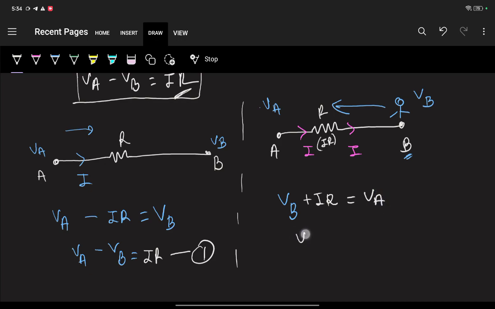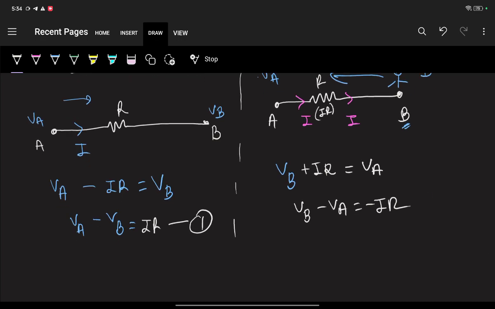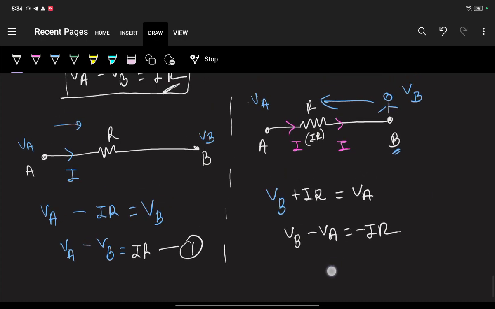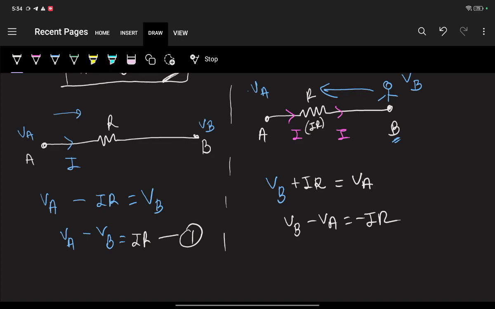So can we write it this way? VB minus VA is equal to minus IR. Now if you multiply this expression with a negative sign, it will simply become VA minus VB is equal to IR. That is our first expression, right? So we are right in both scenarios.